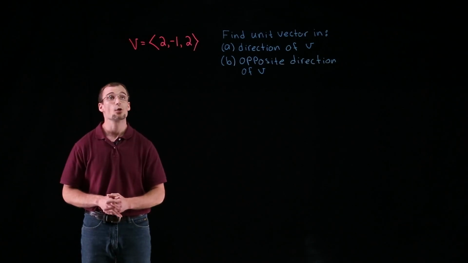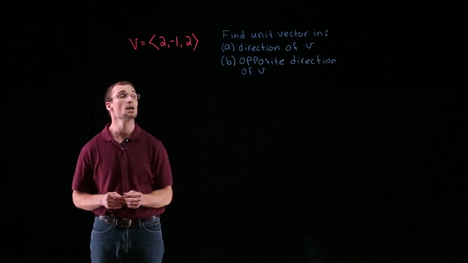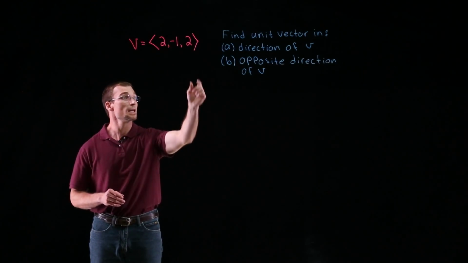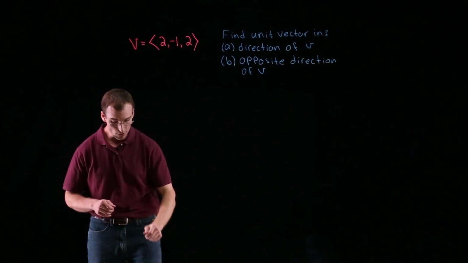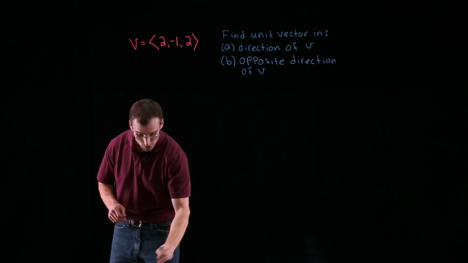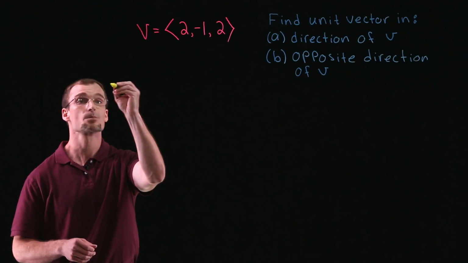Welcome everyone, I'm Adam. In this problem, for a given vector v with components 2, -1, and 2, we're going to be finding a unit vector in A, the direction of v, and B, the opposite direction of v. So we'll get started with part A, finding a unit vector in the direction of v.